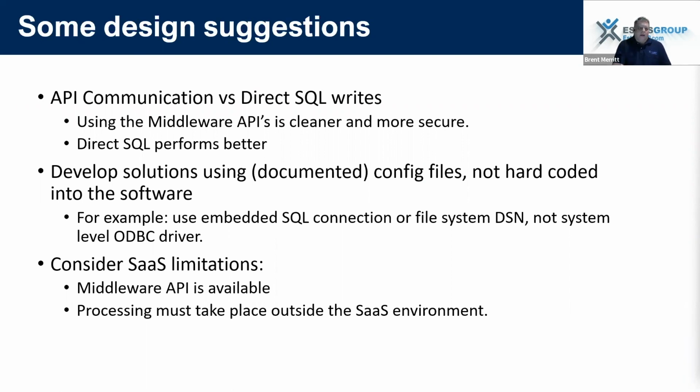Suggestions: API communications versus direct SQL writes. Middleware is a lot cleaner, easily put in the middle, and more secure. Typically the APIs use SSL. However, direct to the SQL performs better. But it depends on if you have it on-prem or if you are looking to access it from a managed standpoint of being off-premise.